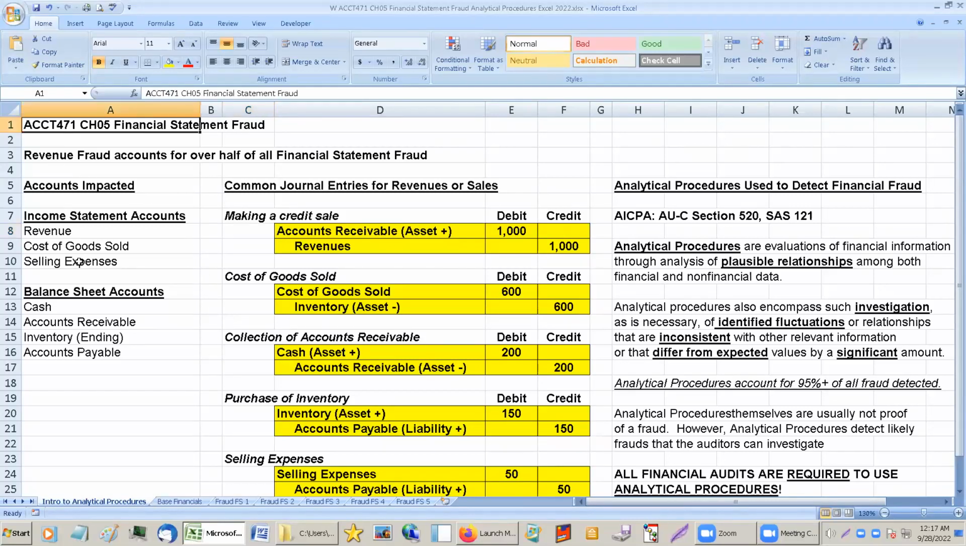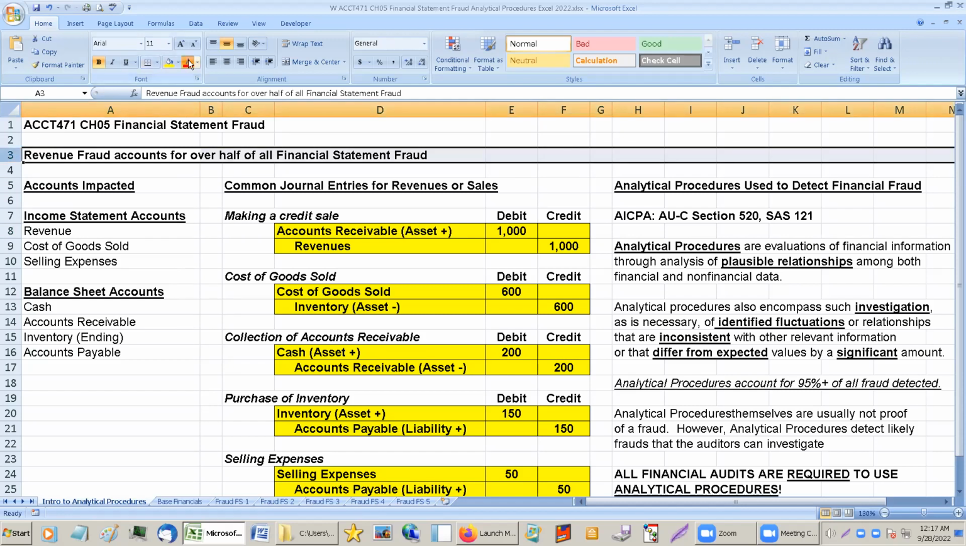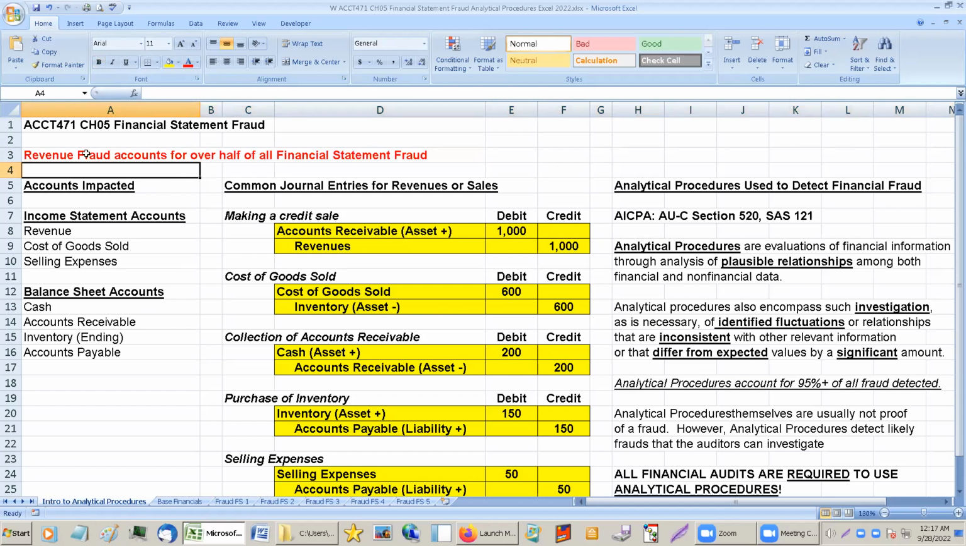Okay, one thing I want to do in chapter 5 is it's all about financial statement fraud and what are some of the symptoms. And we talk about analytical procedures, but generally we don't go too into detail with them. But I just want to show you what they're all about. Okay, and we're going to look at revenue fraud and what it kind of looks like, how you'd find it in the financial statements.